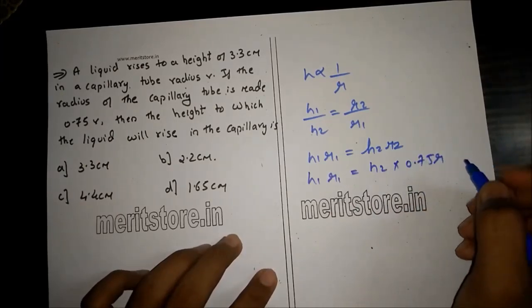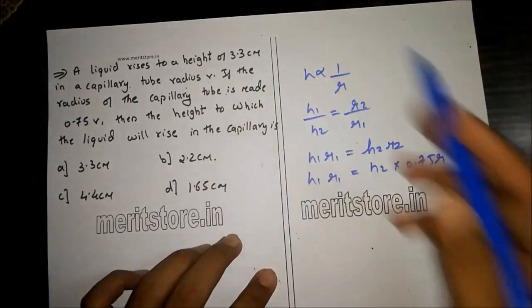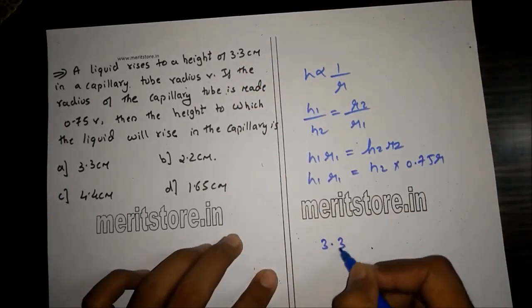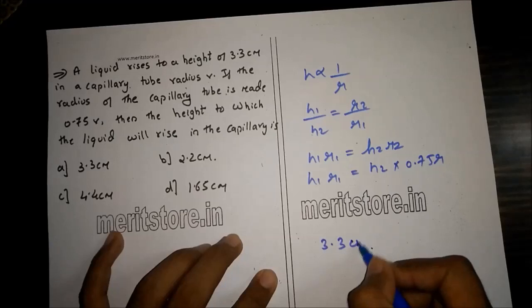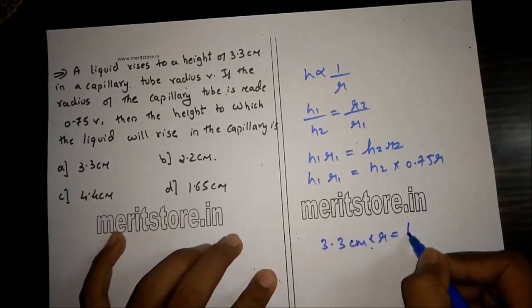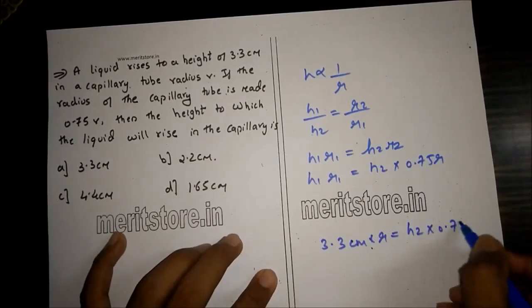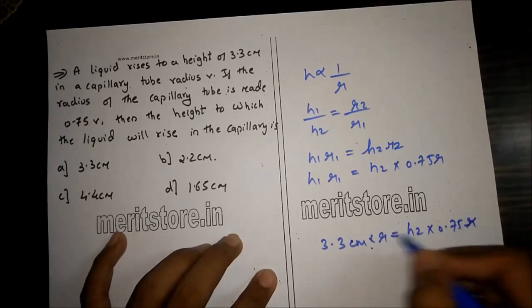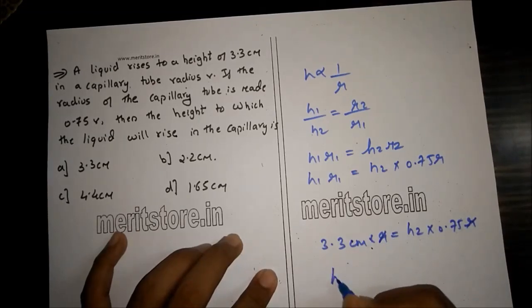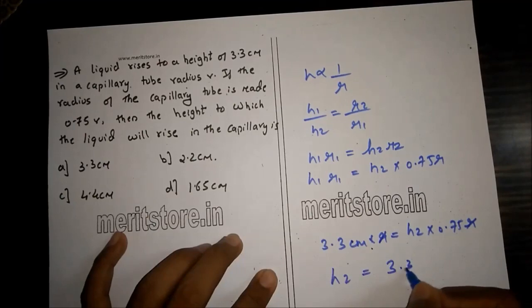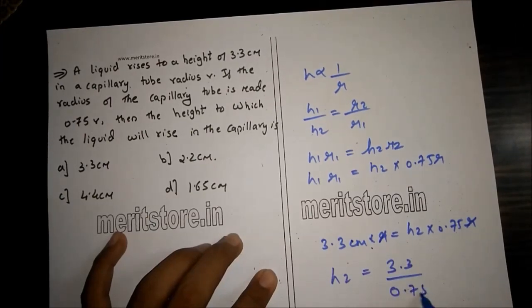Therefore, we know the height as 3.3 centimeters. Therefore, 3.3 centimeters into r will be equal to h2 into 0.75 r. r will get cancelled and the value will become h2 is equal to 3.3 upon 0.75.